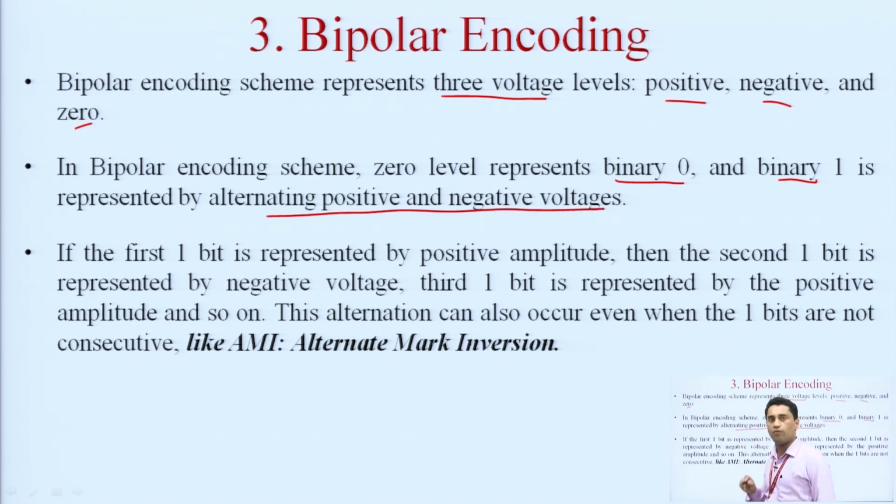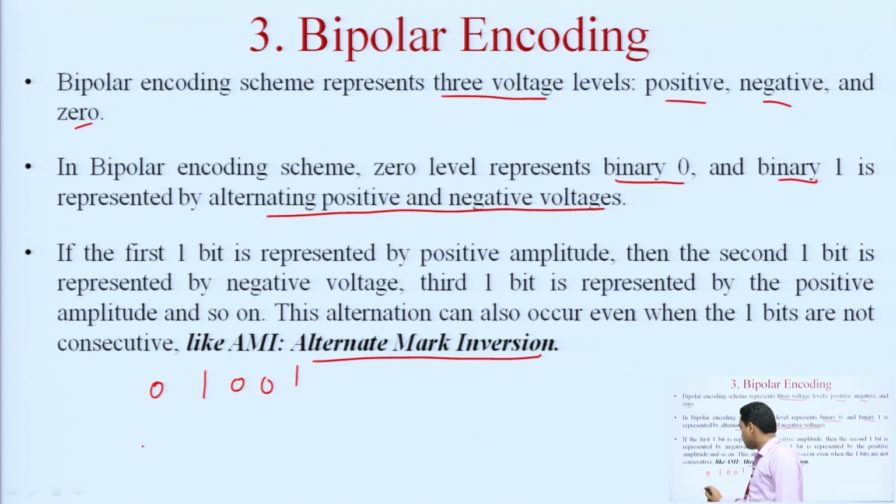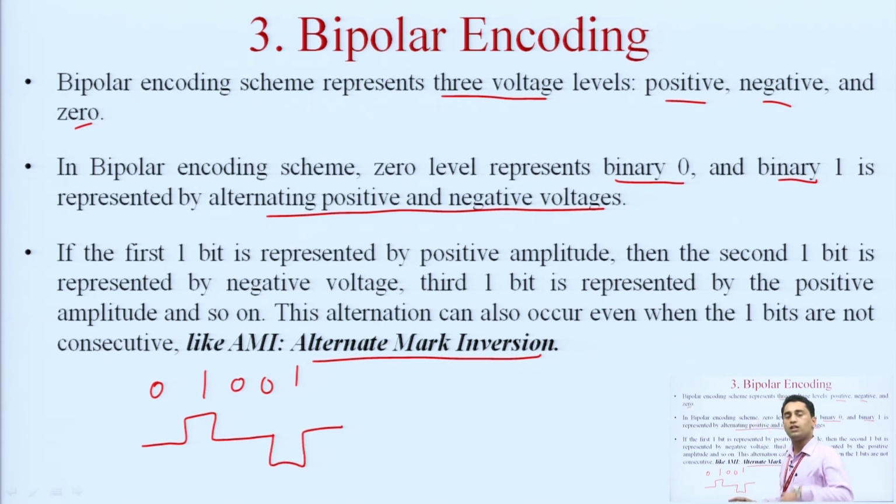So whenever 1 is encountered, take an example, I am talking about the AMI scheme, which is alternate mark inversion. Suppose my signal is 0, 1, 0, 0, 1. In this case, we are saying 0, 1, 0, 0. Now 1 is encountered, we will invert the value. So here on 1, we are inverting the transition. So this is how the bipolar encoding scheme works.